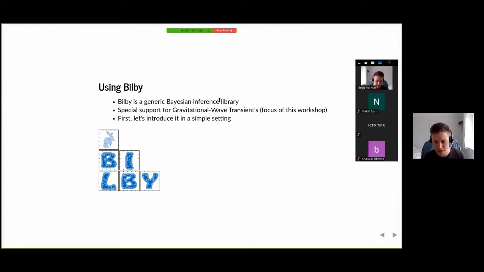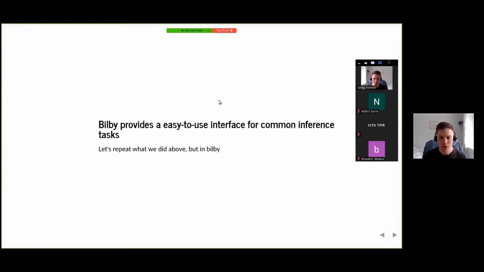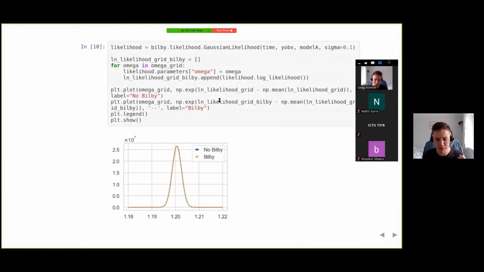And as Ajit said in the introduction to this, it's a generic Bayesian inference library, but it is specialized around gravitational wave transients, and we'll be using it for gravitational wave transients throughout. But before we get into that, I want to show how you would apply it to the simple setting which we looked at before, just so you can see the translation of the things that we've looked at so far and what we'll be doing in the workshop, and it's not such a jump. So the idea is we're going to use Bilby to repeat what we did before.